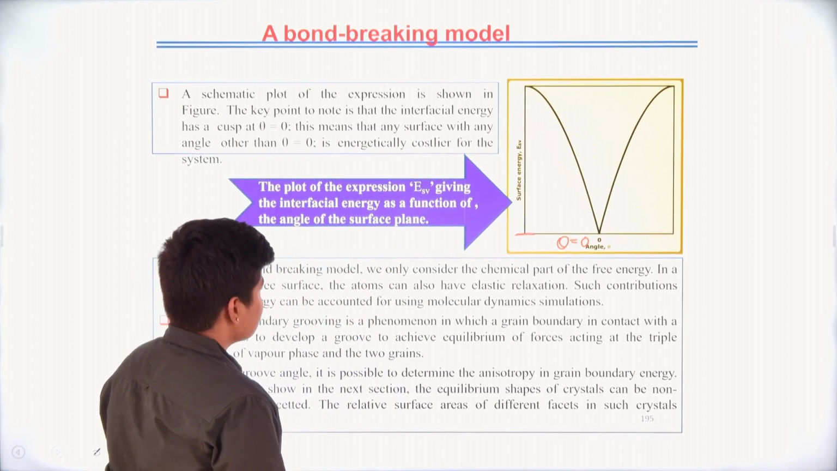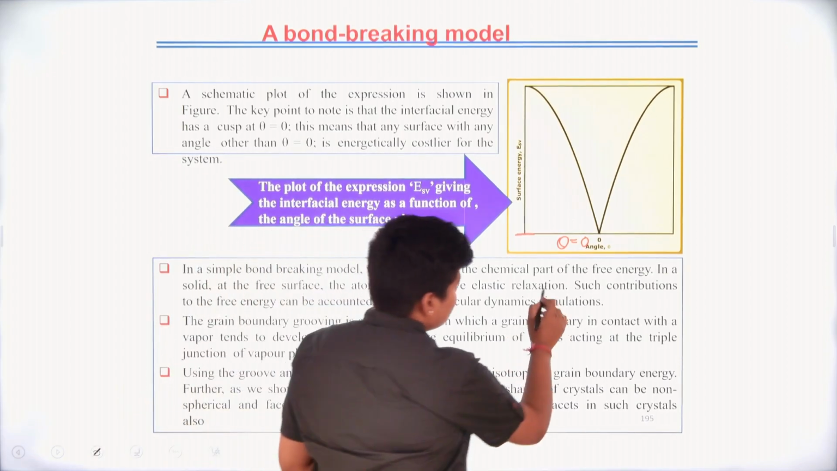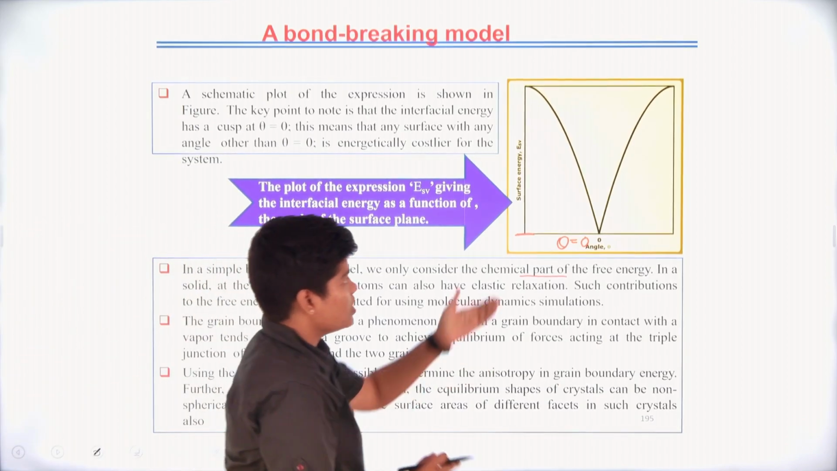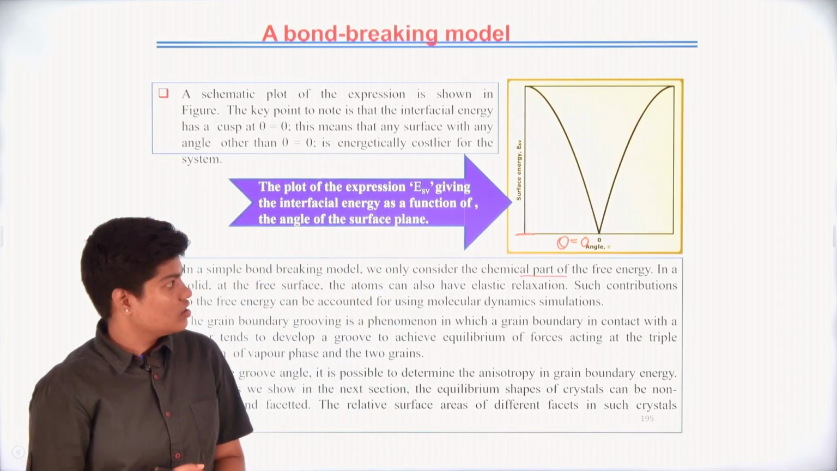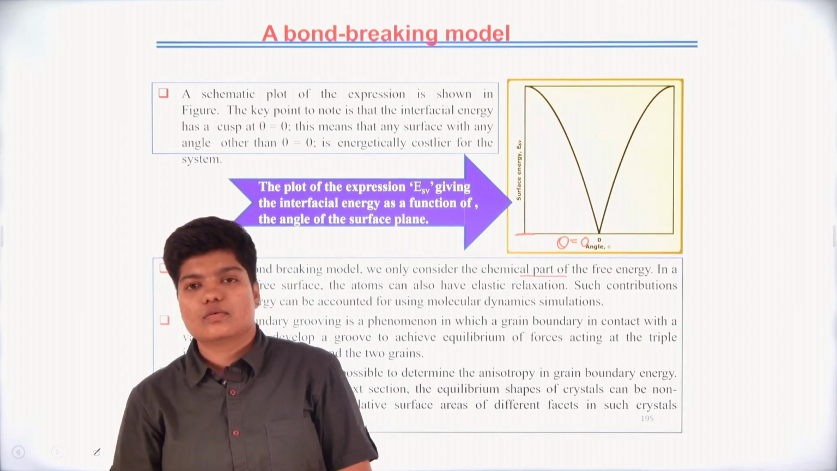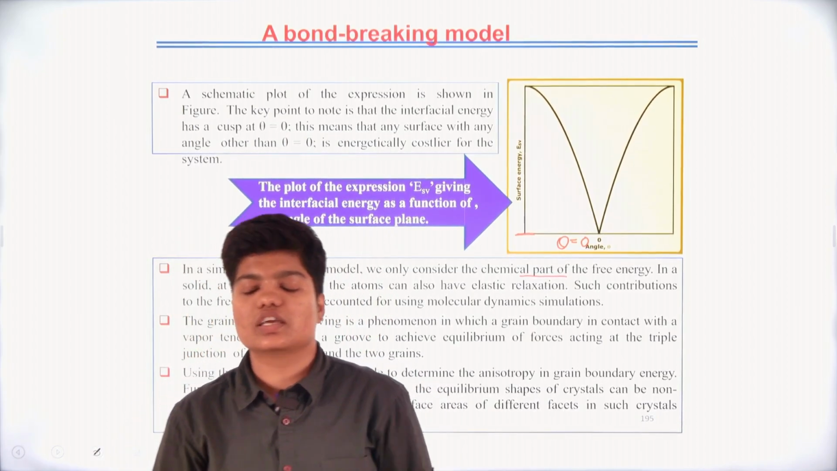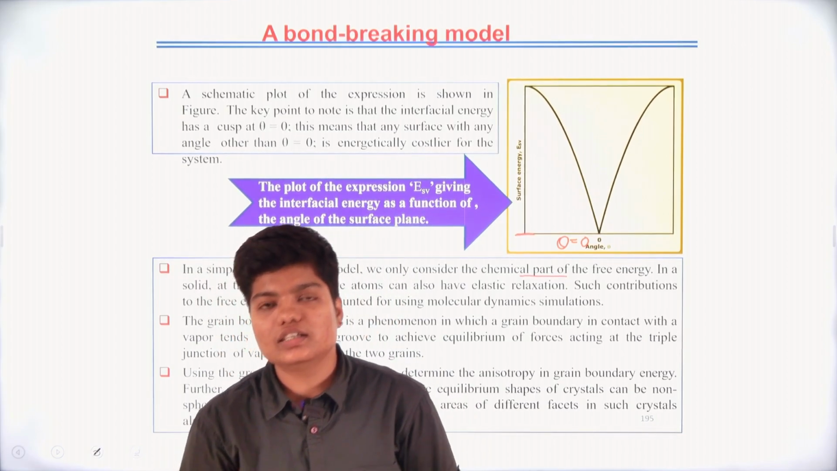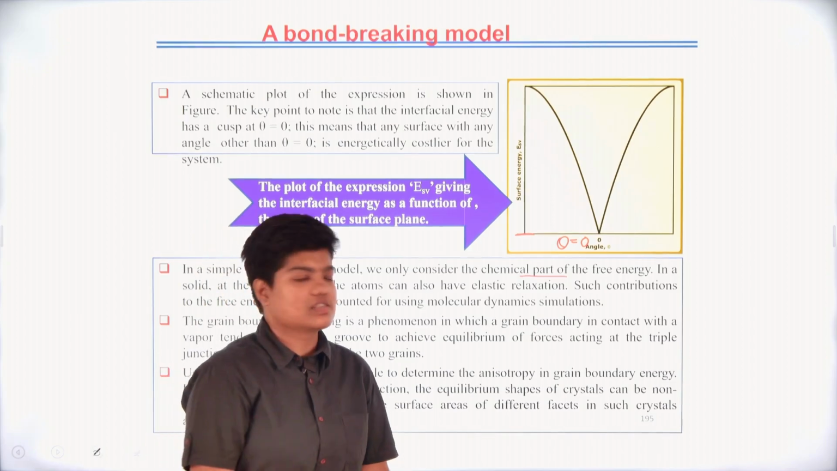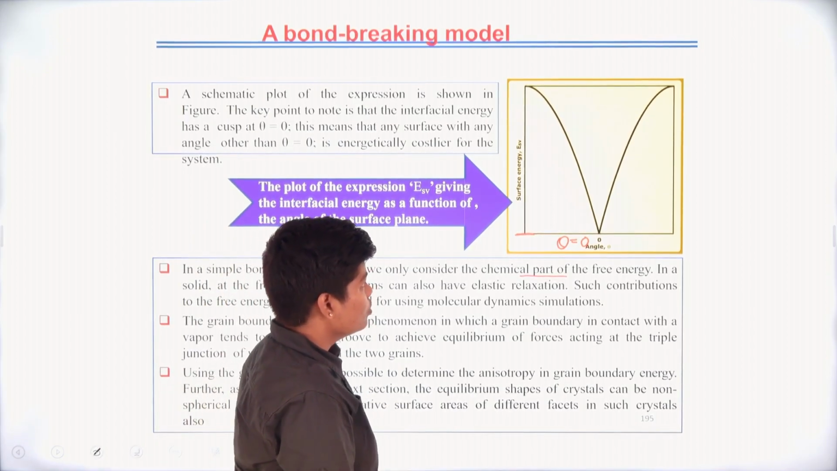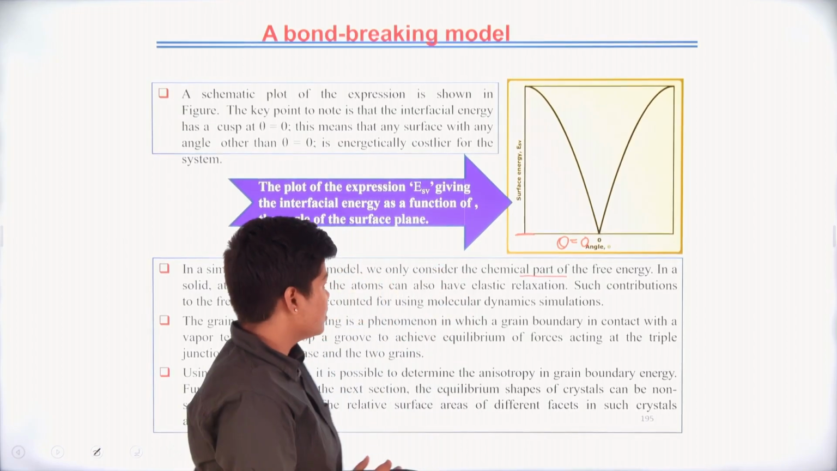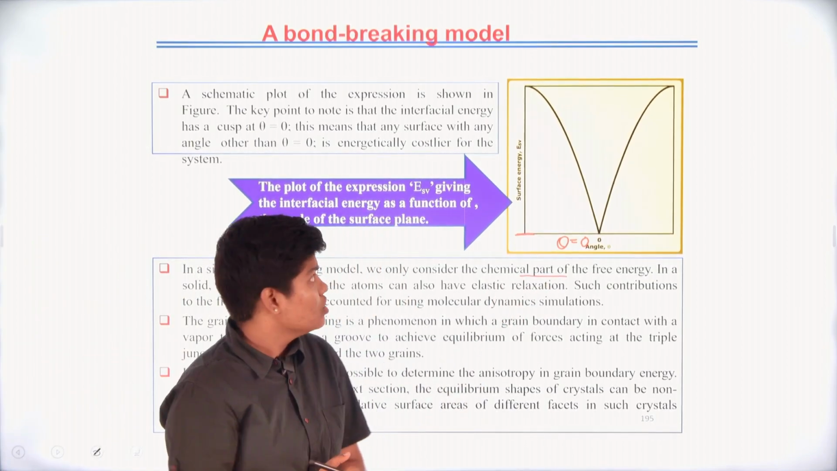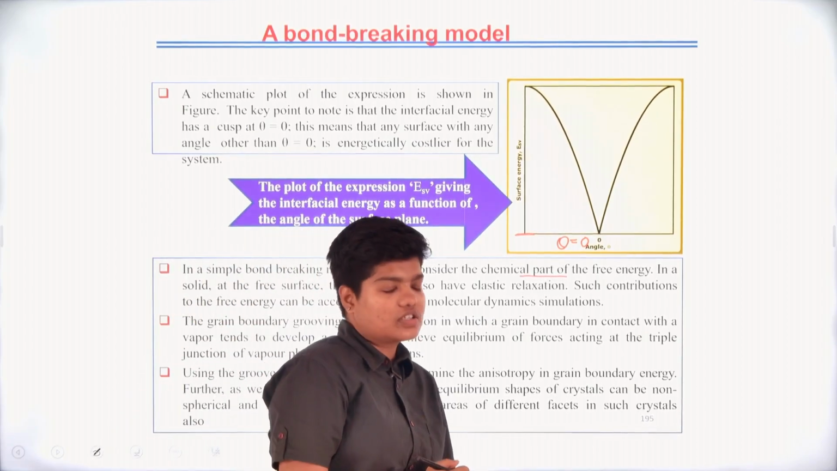In the simple bond breaking model, we only consider the chemical part of the free energy, and by considering it we can calculate the interfacial energy. The expression is epsilon, where epsilon is the bond strength of a bond, by 2a squared, where a is the lattice parameter, times (cos theta plus sin theta), where theta is the angle that the lattice makes with the principal axis. By putting in all the values, we can calculate the surface energy. Considering only the chemical part of the free energy, we have derived the surface energy, E_SB.